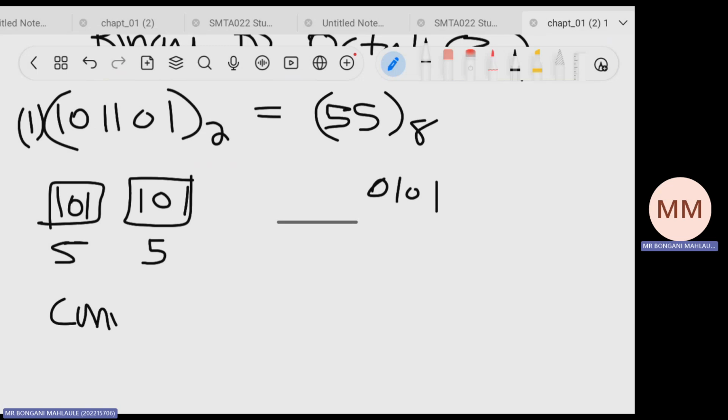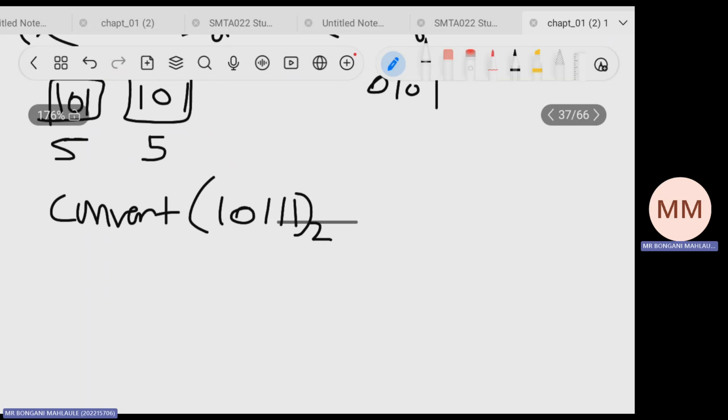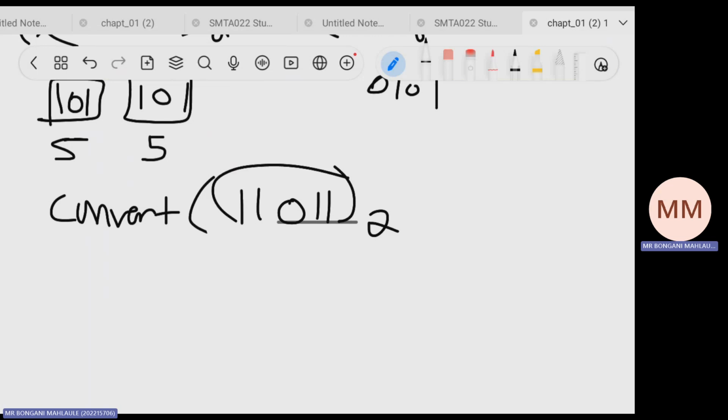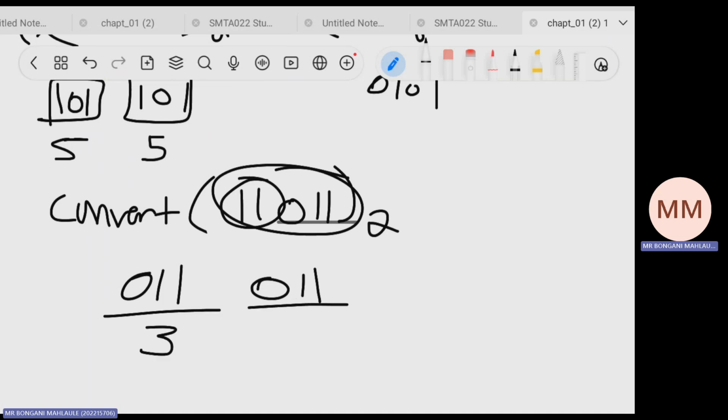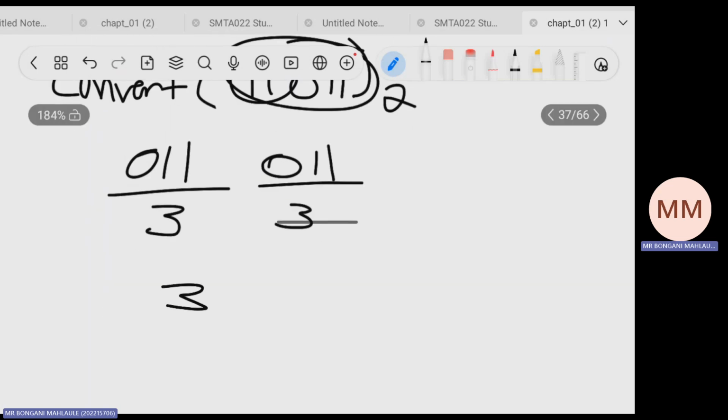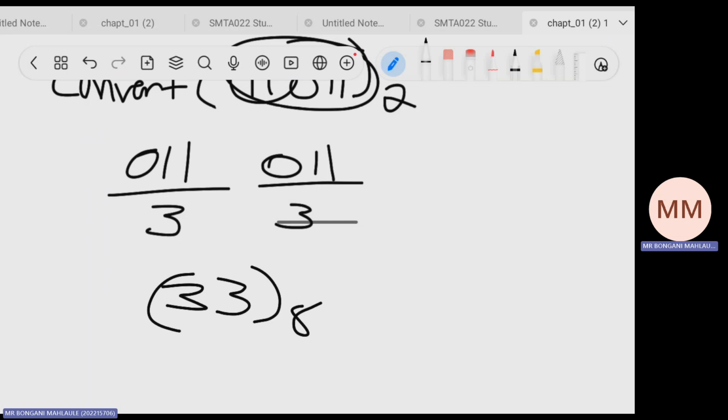Then if they say convert 1011011, here we're going to group into 3, so I want these numbers to be 5. When you group into 3, this one will be 2 digits, so you'll have to put a 0 there. So this is equal to 3 and this one is equal to 3. So the answer is just 33 base 8.